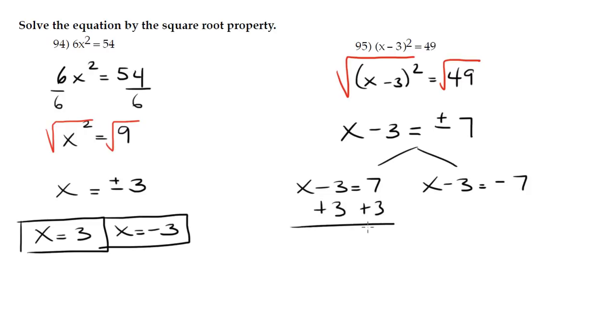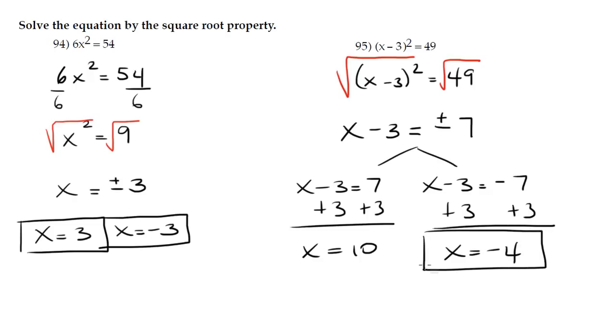Solve each of these. X equals 10. X equals negative 4. You can see they work, right? 10 minus 3 is 7. 7 squared is 49. Negative 4 minus 3 is negative 7. Negative 7 squared is still 49.